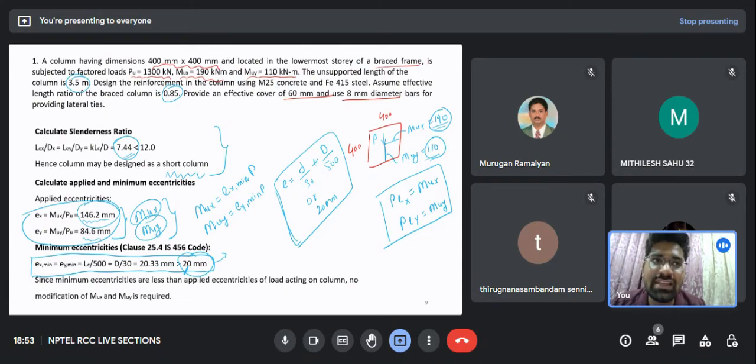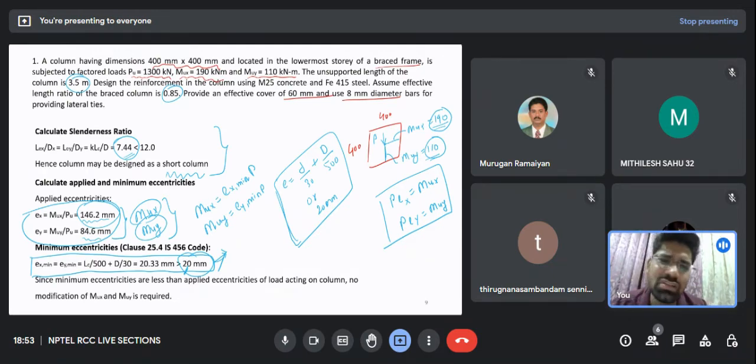But IS code says to design for accidental eccentricity, so we have to design for that, because these provisions come from a lot of experience, research, experiments, and trial and error. If we follow these clauses, my column would be safe for any type of eccentricity that comes on it. So I have to follow this strictly. I have to design for accidental eccentricity if it comes out greater than the actual eccentricity.